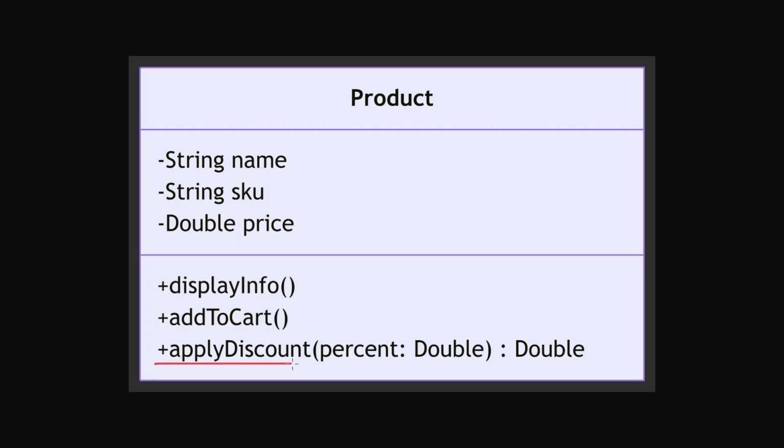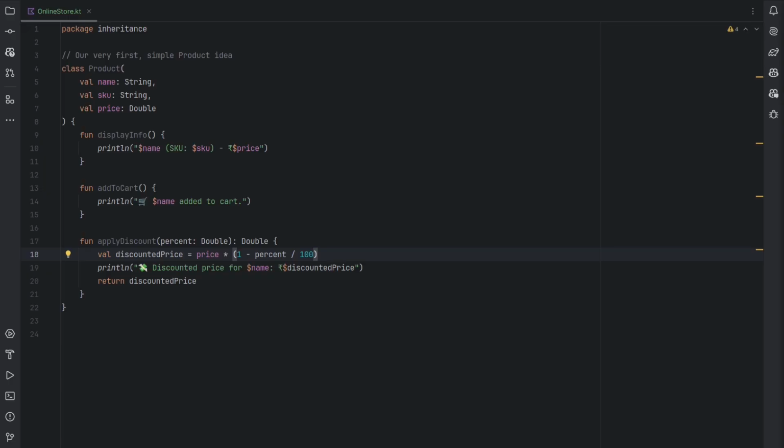Finally, we have an apply discount function that is going to take an input parameter, which is percent, and it's going to calculate the discount to be applied on the product. It's going to apply the discount on the price. This is what our product class looks like. It has three properties and it has these functions: add to cart, apply discount, and display info.